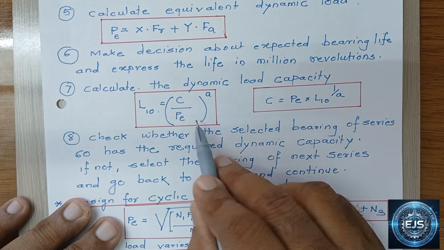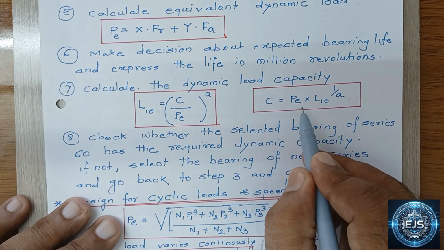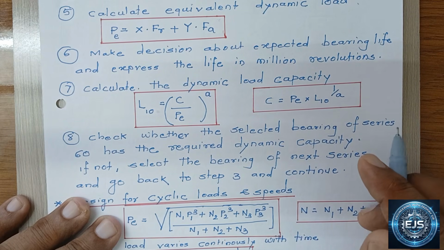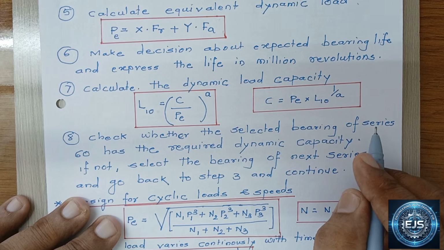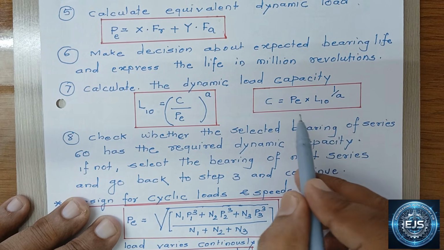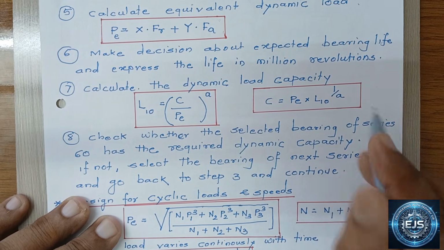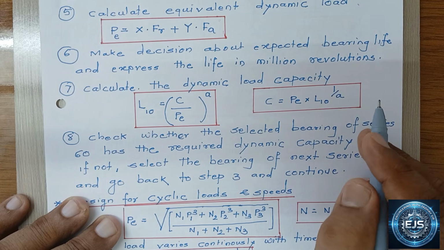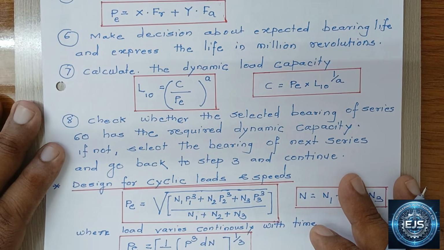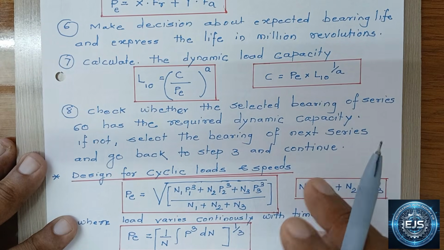So from this load life relationship, we can calculate the basic dynamic capacity of the bearing, that is C is equal to the equivalent dynamic load multiplied by L10 raised to 1 upon A, where A is equal to 3 for the ball bearing and A is equal to 10 by 3 for the cylindrical roller bearing. So C is equal to PE times L10 raised to 1 by A, where PE is the equivalent dynamic load, L10 is the rating life of the bearing in millions of revolutions, and A is the constant whose value is equal to 3 for the ball bearing, and for the cylindrical roller bearing A is equal to 10 by 3. So this is the seventh step to calculate the dynamic load capacity of the bearing.